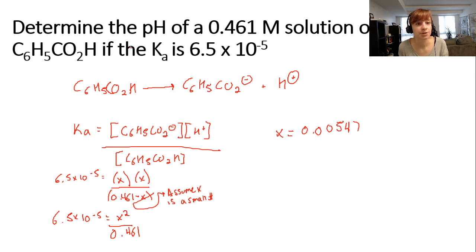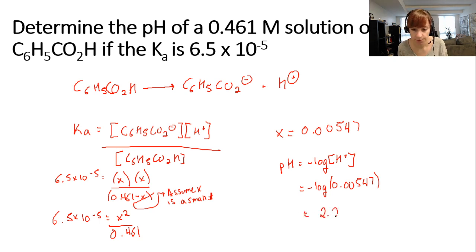Okay, and the question said determine the pH. So our pH is going to be the negative log of our acid, so H plus. So because X is 0.00547, that means that it is the concentration of H after the reaction is done. So the negative log of 0.00547 equals, our pH is 2.26.